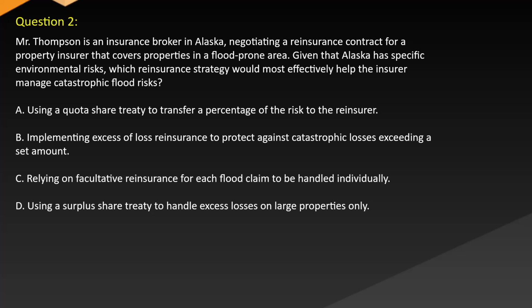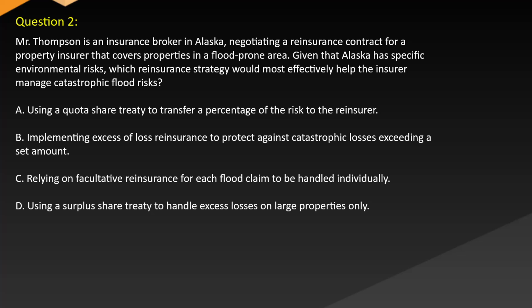Question 2. Mr. Thompson is an insurance broker in Alaska negotiating a reinsurance contract for a property insurer that covers properties in a flood-prone area. Given that Alaska has specific environmental risks, which reinsurance strategy would most effectively help the insurer manage catastrophic flood risks?